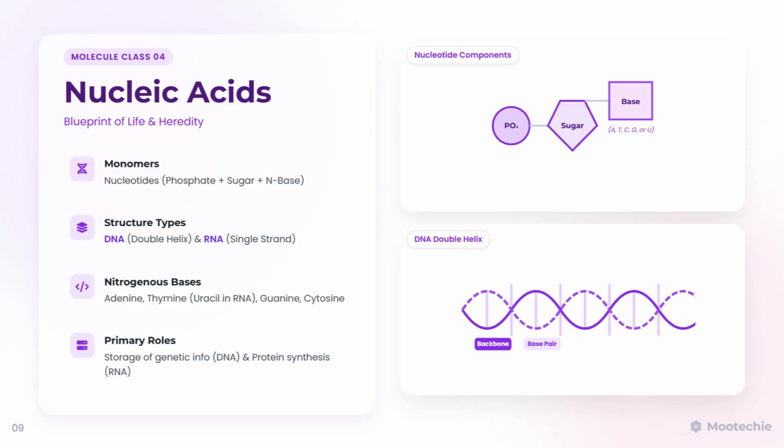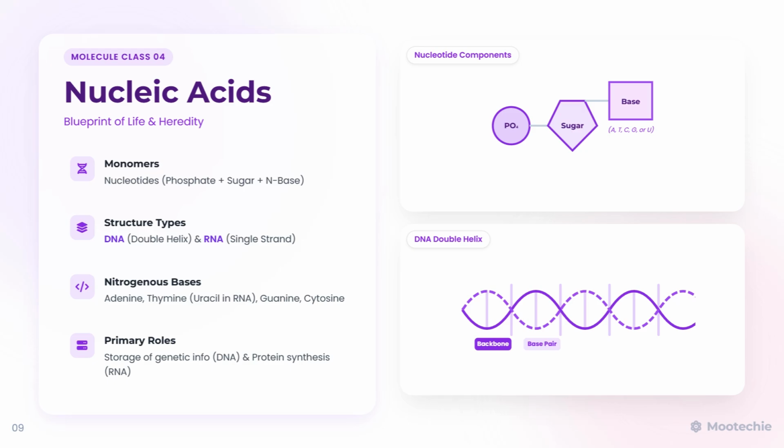Following this, we have molecule class 04 nucleic acids, the true blueprint of life and heredity. Their monomers are nucleotides. Each nucleotide is made of a phosphate, a sugar, and a nitrogenous base. There are 2 structure types, DNA, which is a double helix, and RNA, which is typically a single strand.